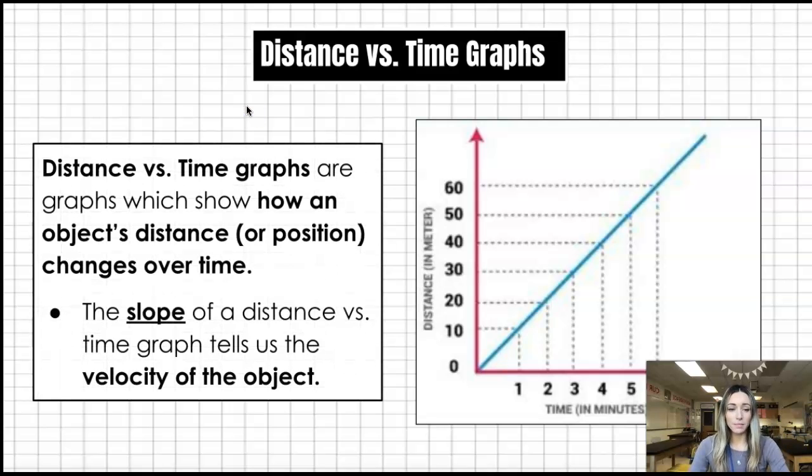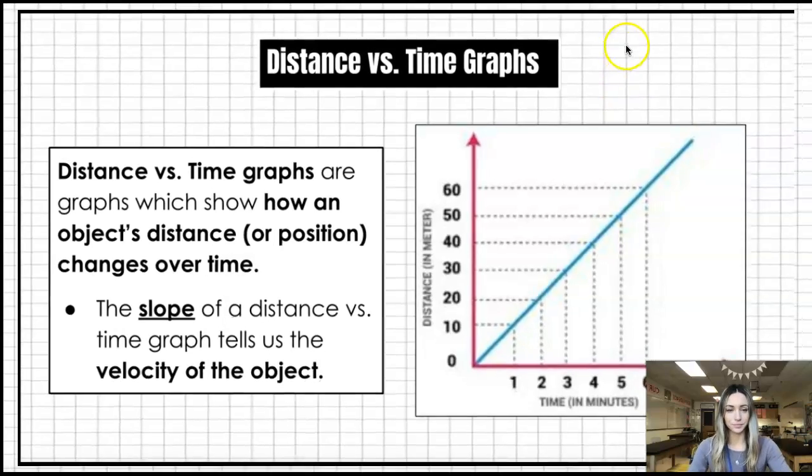A distance versus time graph is a graph that shows how an object's distance, also known as position, changes over the course of time. The most important part of a distance versus time graph is the slope of the line. The slope of the line tells us the velocity of the object. So as we continue to learn how to analyze these graphs, keep in mind that what we're looking at is the slope of the graph, and that is going to tell us about the object's velocity.